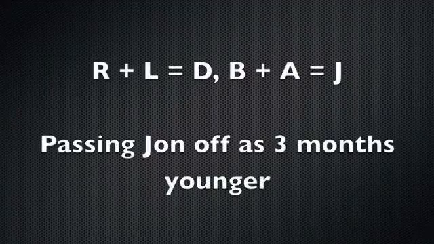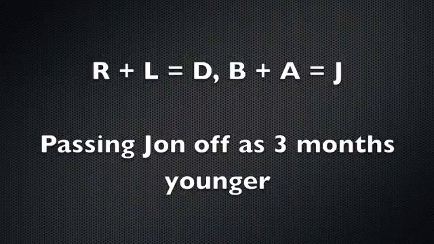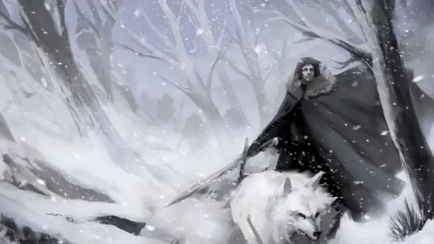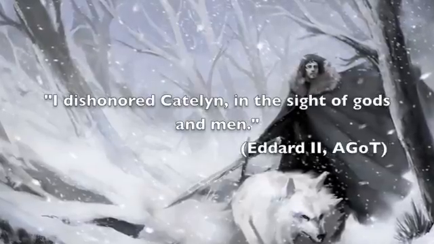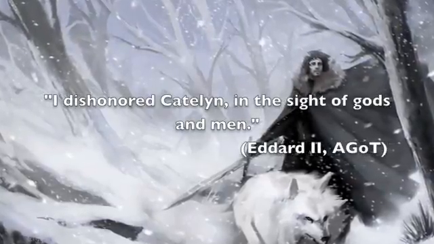But there is a major hurdle to this theory as well. Ned would need to pass off Jon as being 3 months younger than he actually is. After all, if Ned is telling everyone that he broke his marriage vow, he must also be telling them that Jon is younger than Robb. Would anyone buy it? Well, that all depends on how old Jon is when he brings him back.